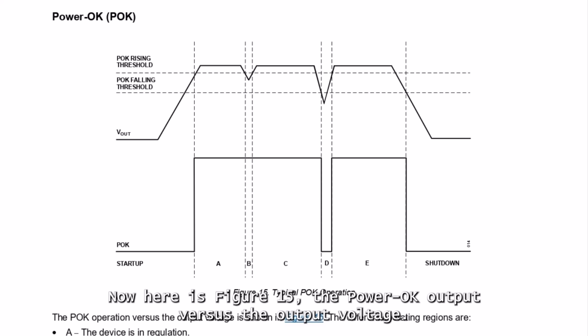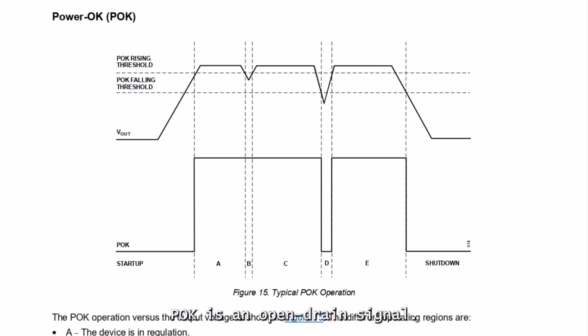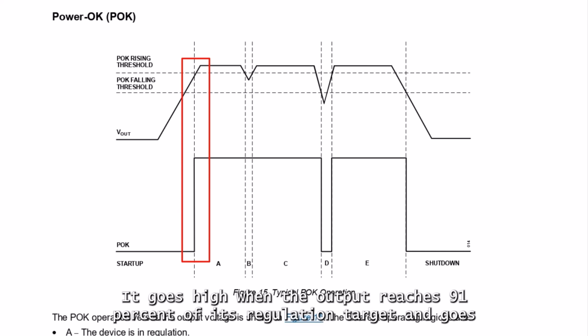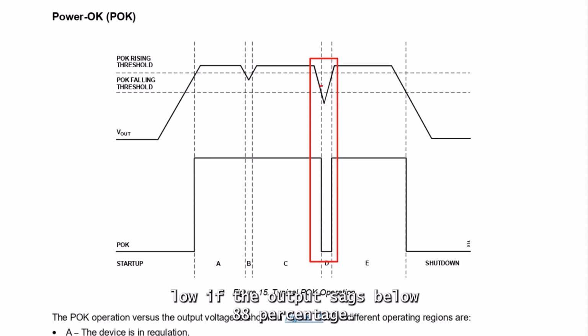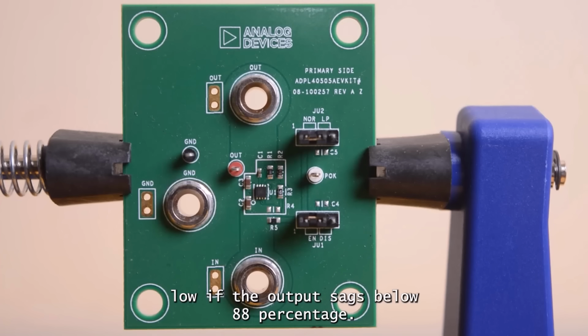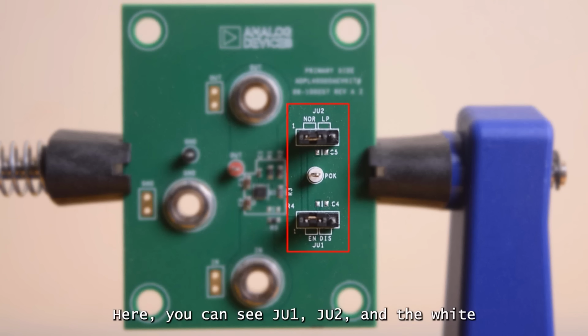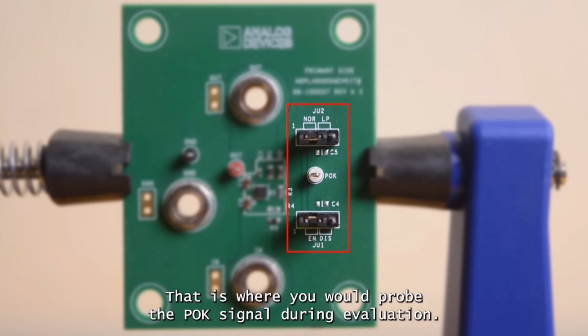Now here is figure 15, the power OK output versus the output voltage. POK is an open drain signal. It goes high when the output reaches 91% of its regulation target and goes low if the output sags below 88%. Here you can see JU1, JU2 and the white POK test point, TP3 on the hardware. That is where you would probe the POK signal during evaluation.